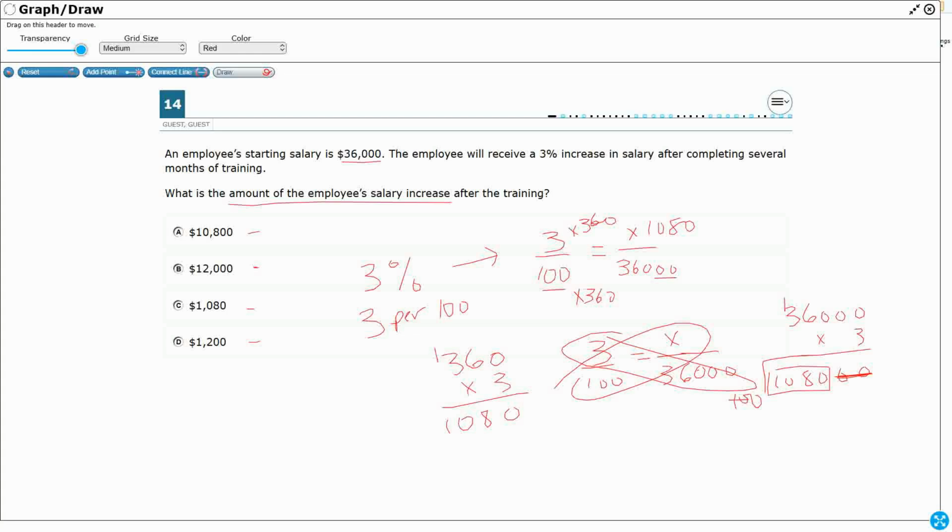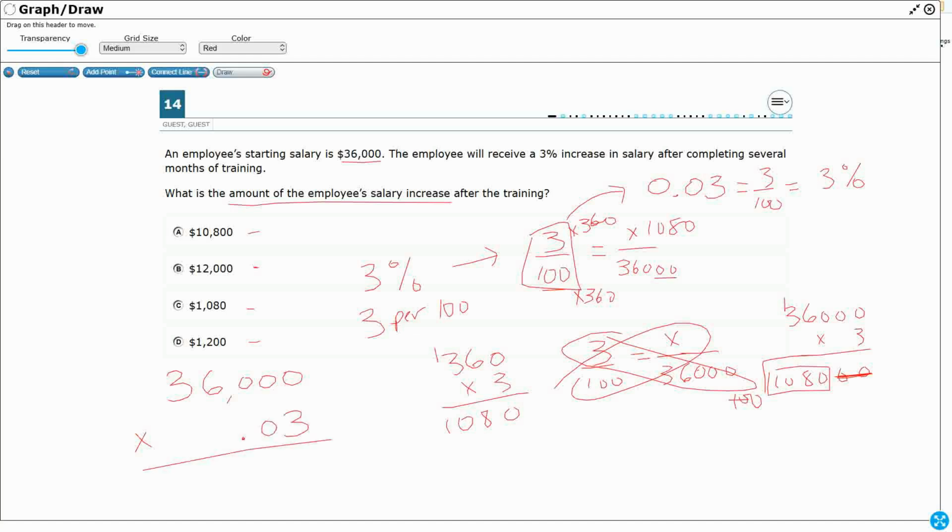If we know that 3% is 3 per 100, and that 3/100ths, let's take this to the next level, can also be written as 0.03. So 0.03 equals 3 over 100 equals 3%. Well, what we could do is we know that we're going to take that percent of our total, which means we can multiply. So we can take our total, what is this? 36,000. And we can multiply by 0.03.